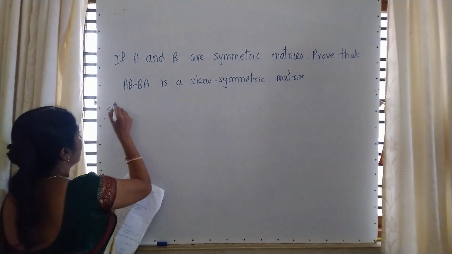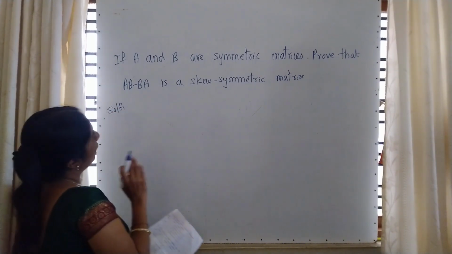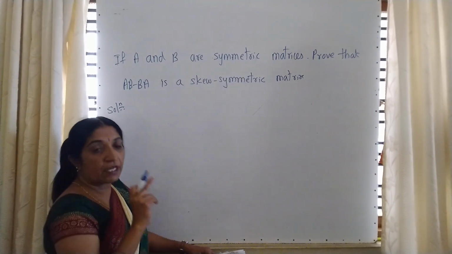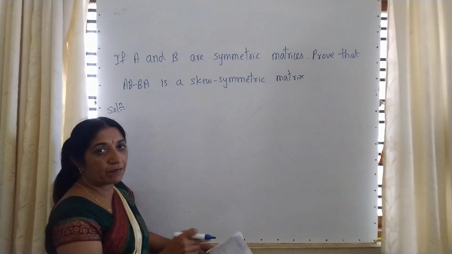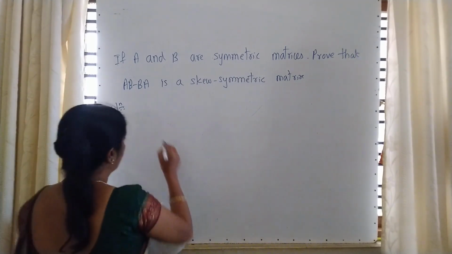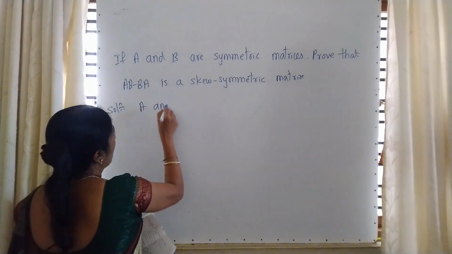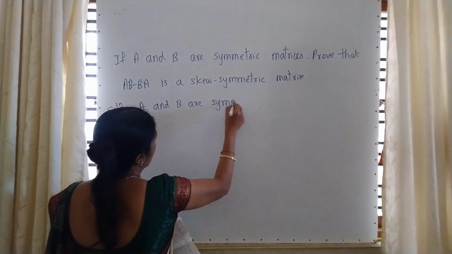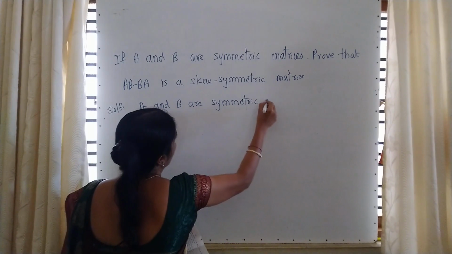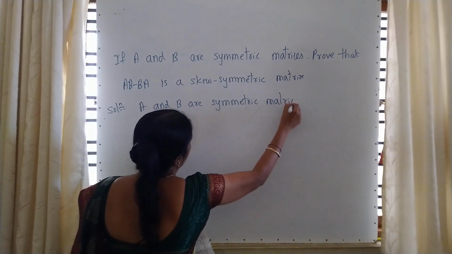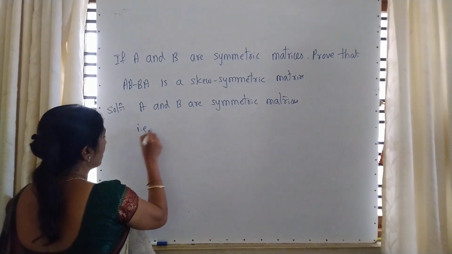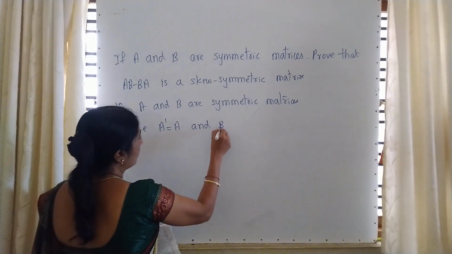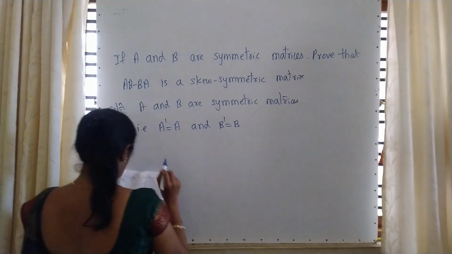So here, first read the question carefully. If A and B are symmetric matrices, it means indirectly what is given? A transpose is equal to A and B transpose is equal to B. See here, A and B are symmetric matrices. That is, A transpose is A and B transpose is B.